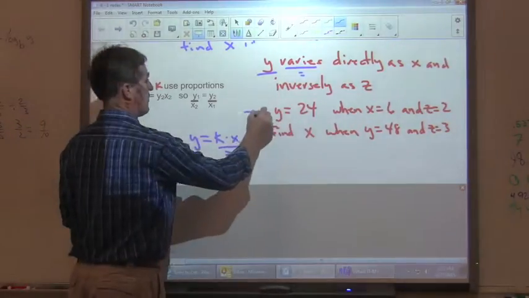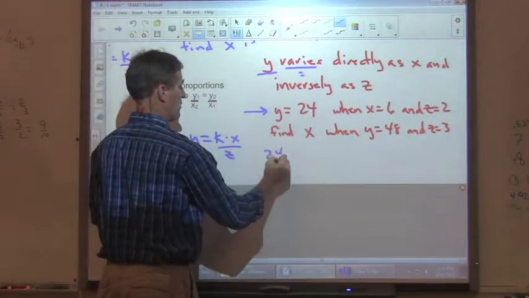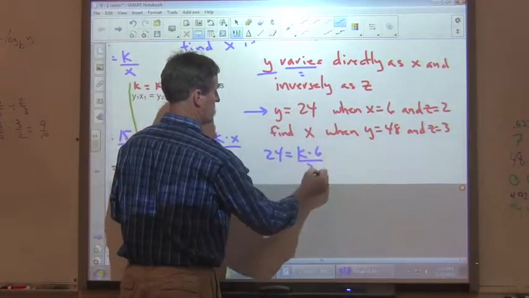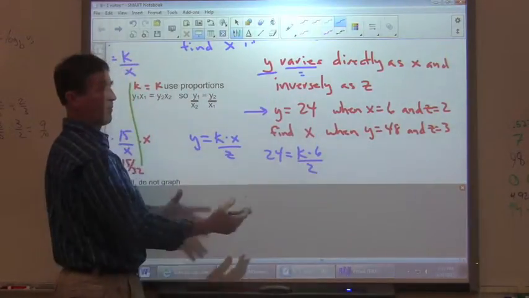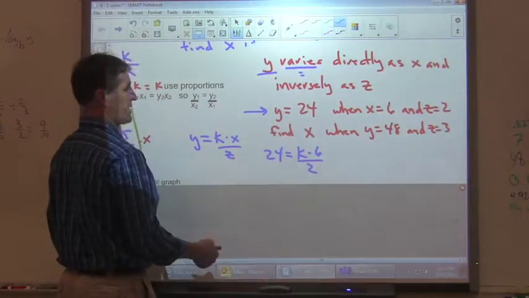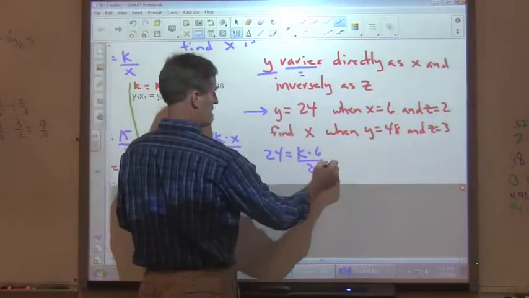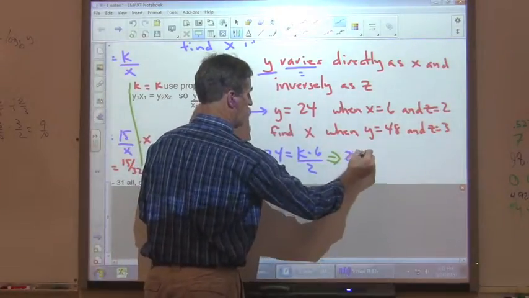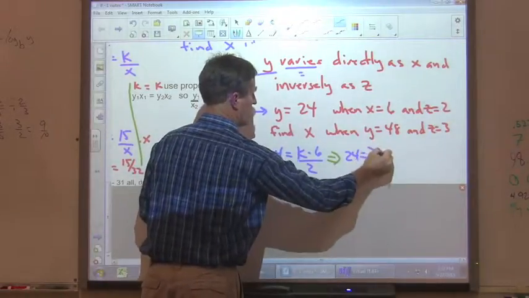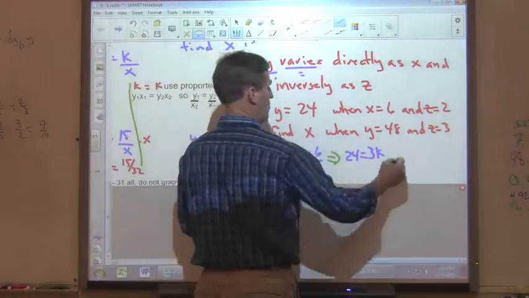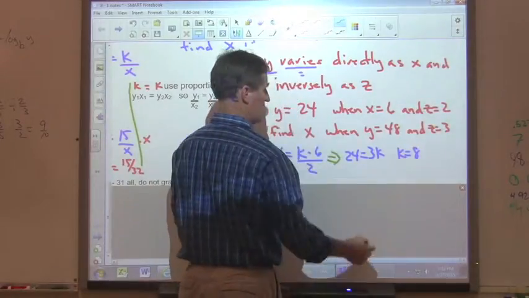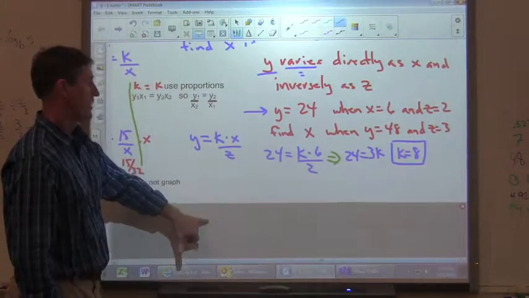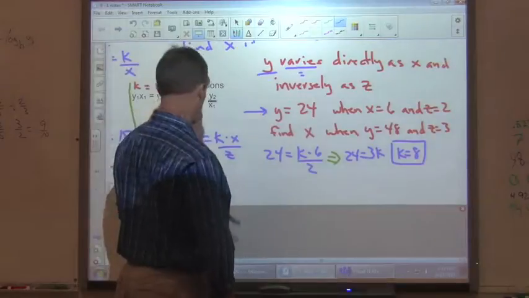So now we plug in our first set of data. So 24 equals k times 6 divided by 2. Now from here you could multiply it by 2 and then divide by 6, but I would just reduce this. So this becomes 24 equals, 2 goes into 6 3 times, so 3k, and we divide by 3, and so k equals 8. So now we have our constant. So now we can go to the equation and plug it back in.